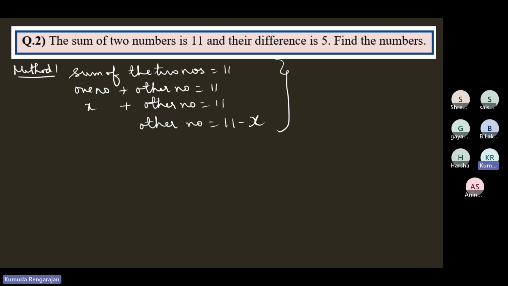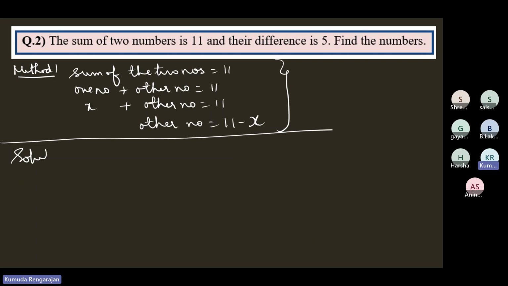Anything can be X. You can call the other number also as X. Anything as X. So if you call one number as X, you're trying to find the other number in terms of X. So X plus other number is equal to 11. So the other number will be 11 minus X. So if you call one number as X, then the other number is 11 minus X. So this is what you should work here.